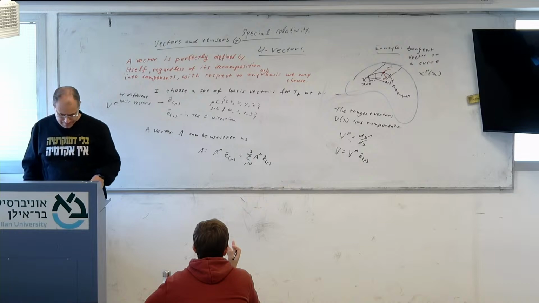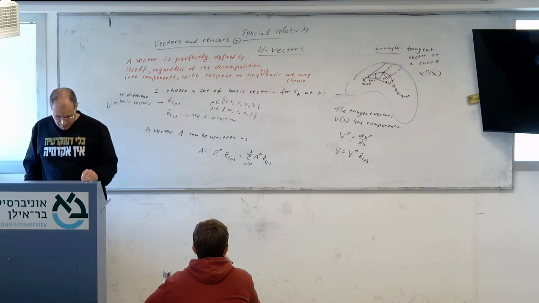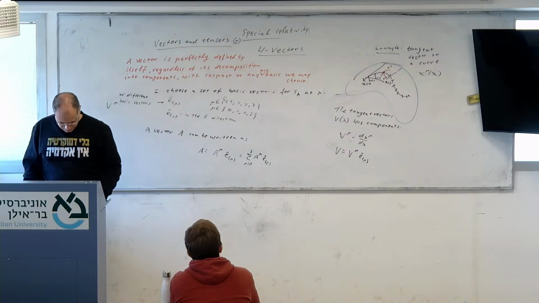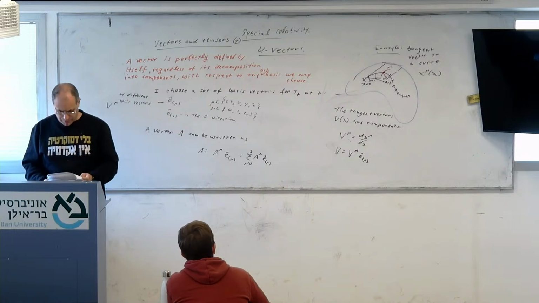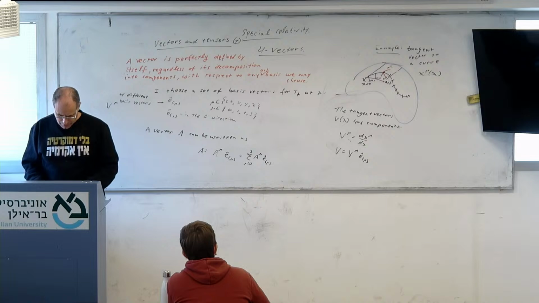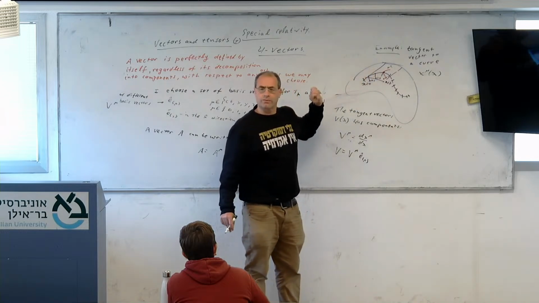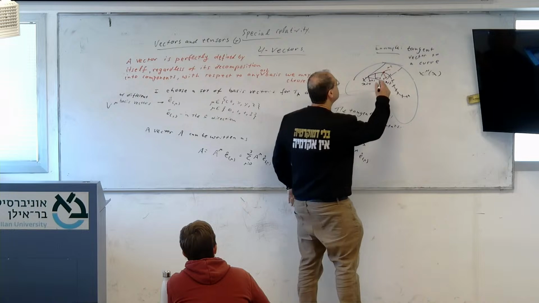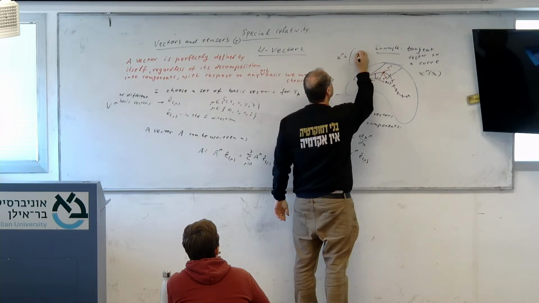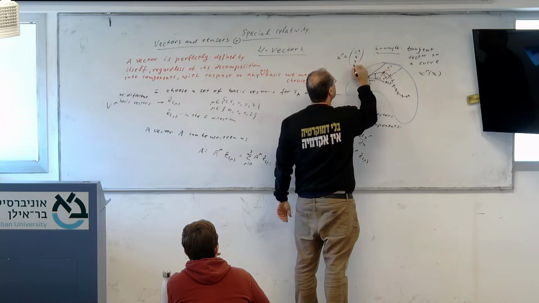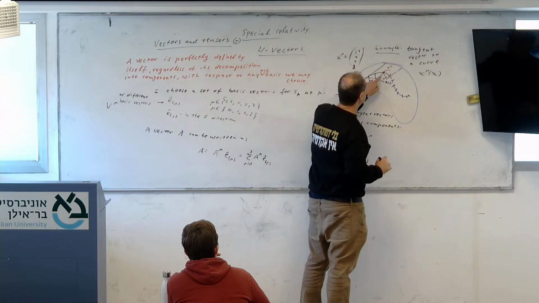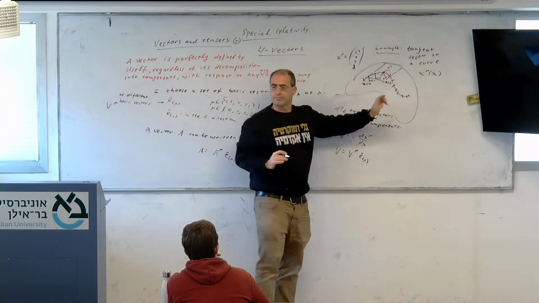X1 and X2 are not basis vectors. No, x mu are the coordinates. I'm sorry. These are not the basis vectors. These are the coordinates like we had before. X mu are the coordinates, exactly what we had before: ct, x, y, z. The same coordinates that we had before, and they can change as we go along the curve.